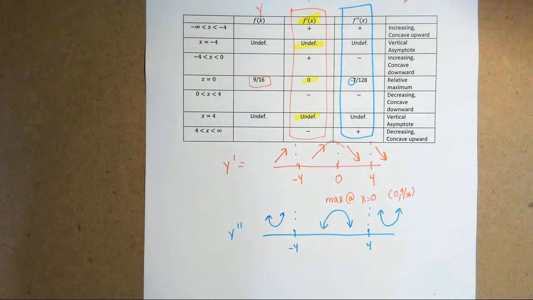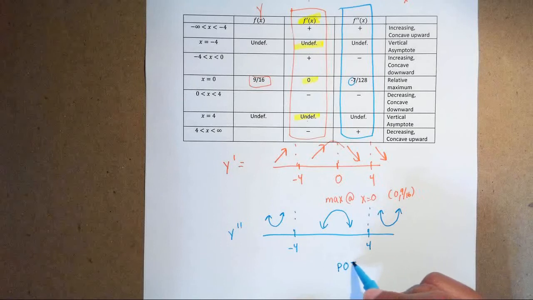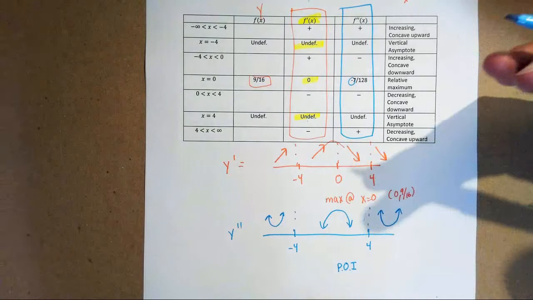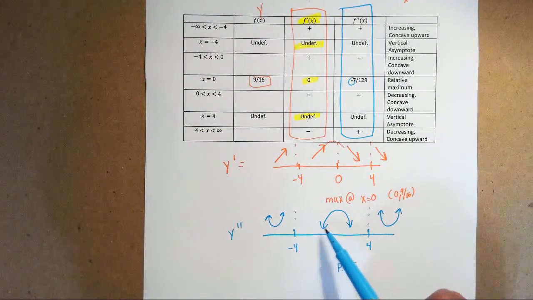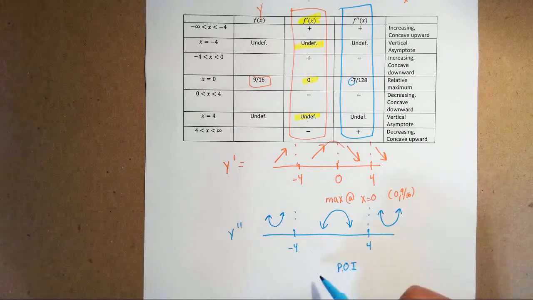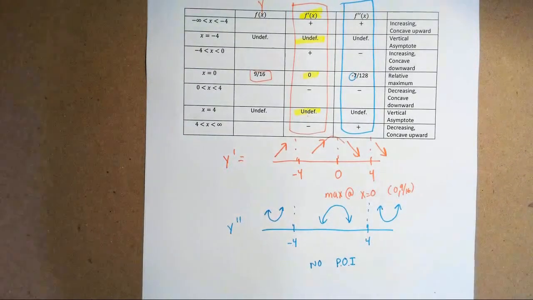Then you can ask yourself, after you do your concavity test, are there any points of inflection, POI? Points of inflection occur when an interval goes from concave up to concave down or concave down to concave up. Well, this is concave up to concave down, but what's at -4? -4 and 4 are VAs, so technically there are never going to be any points at -4 and 4, meaning no point of inflection. There will never be a point of inflection at a vertical asymptote. Now, once you have this, that's all the information you need to be able to graph this. So we're going to go ahead and actually graph this.